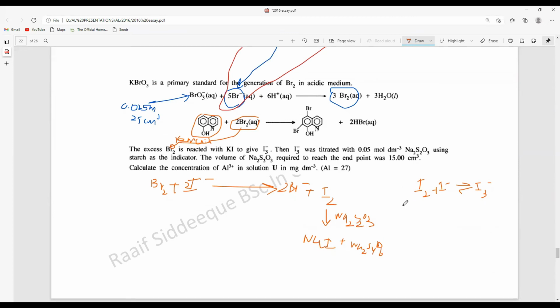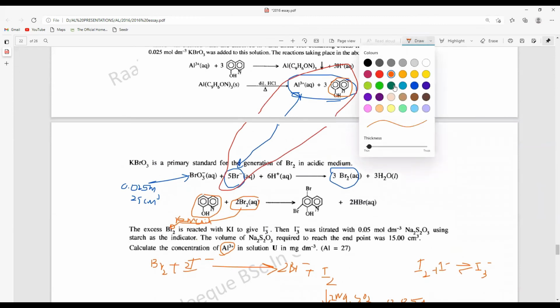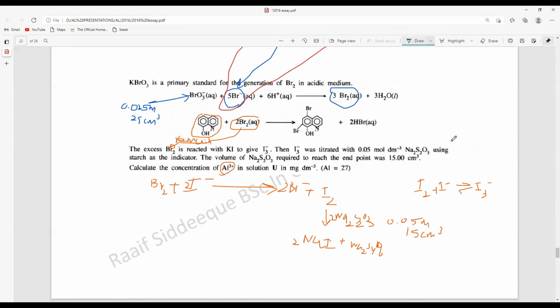And they have given the amount that is consumed. Sodium thiosulfate was 0.05 M, and the volume needed was 15 cubic centimeter. So you can put here 2 and put here 2. The stoichiometry between sodium thiosulfate and I2 is 2:1. Then they are asking to calculate the concentration of aluminium 3 plus in solution U. So we will discuss this first in a qualitative picture.